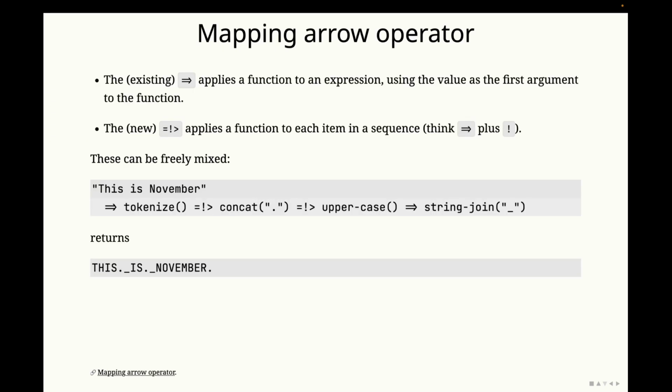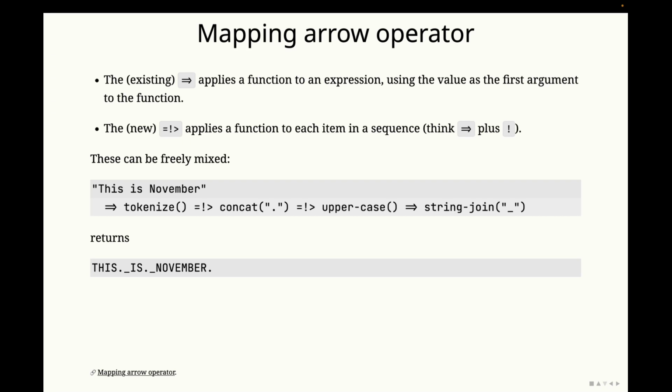A slightly more complicated new feature is the mapping arrow operator. If you're familiar with the current mapping operator, that takes an expression and applies a function to that expression, using the expression value as the first argument of the function, but that groups them all together. The new operator applies that function to each element in the sequence. Think of it as the union of the arrow operator and the exclamation mark operator. And these can be mixed together.